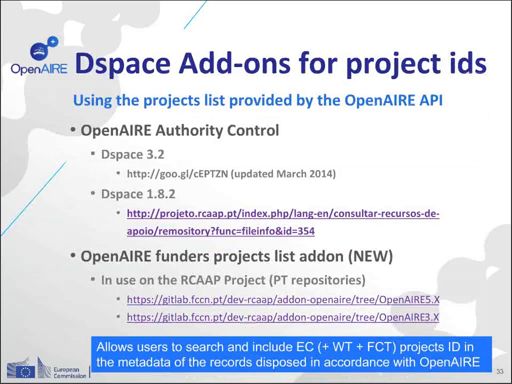The DSpace add-on is now compliant with OpenAIRE 3.0 guidelines and allows also to import project information from different funders and encode it in a proper way so that we can extract grant IDs in OpenAIRE relative to funders like the European Commission, Wellcome Trust, or national funders. In this case, for instance, FCT is a Portuguese funder.